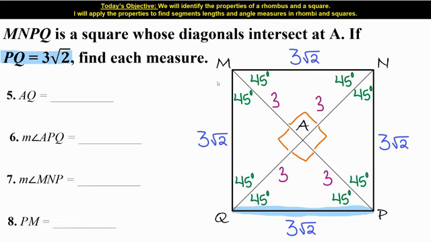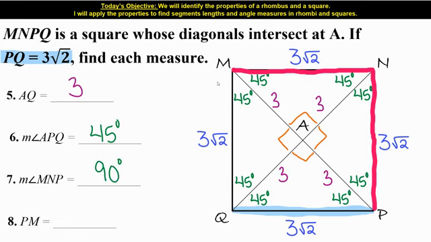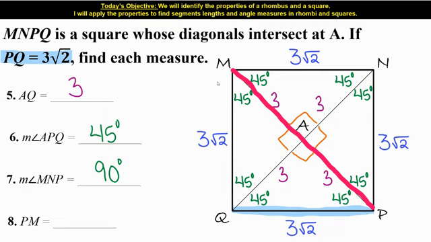Let's see now that we've filled in all of our segments and all of our angles, if we can answer 5 through 8. 5 says, how far is it from A to Q? I can easily see in my figure that is 3. 6 says, what is the measure of angle APQ? So from A to P to Q, I can easily see that is 45 degrees. Number 7, the measure of angle MNP. So from M to N to P, I have that whole corner, which is 90 degrees. And from P to M is a whole diagonal. Each half diagonal we found to be 3, so the whole diagonal must be 6.